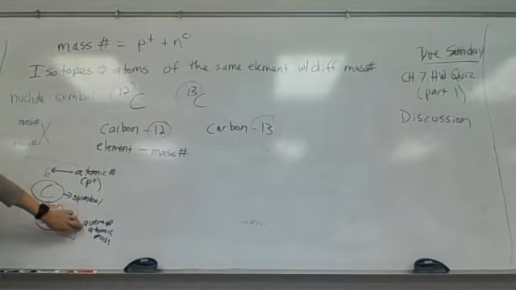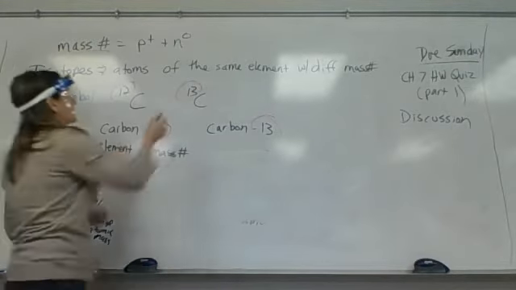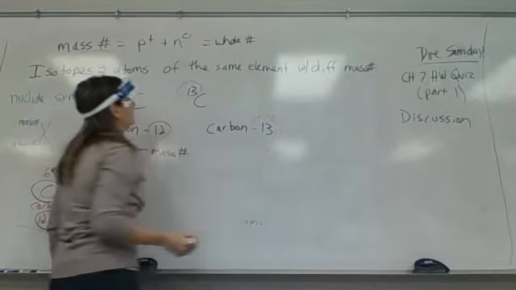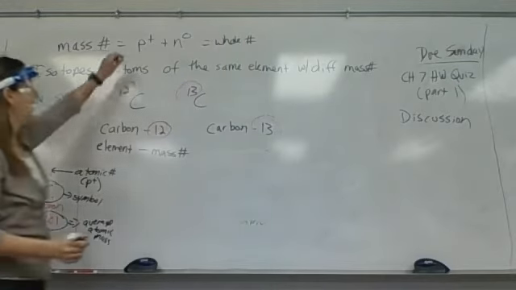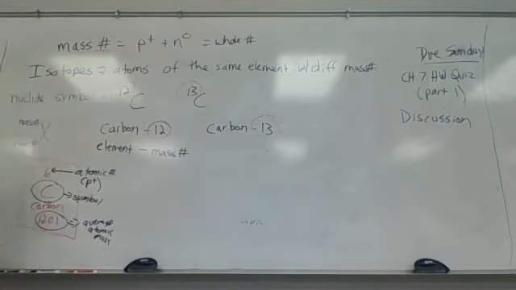Average atomic mass is different than mass number. Mass number is a whole number that you calculate by adding the protons of that particular atom to the neutrons in that particular atom. The average atomic mass, you'll see by looking at the periodic table, is always a decimal number. It's not a whole number. So that's how you can tell the difference between those two.